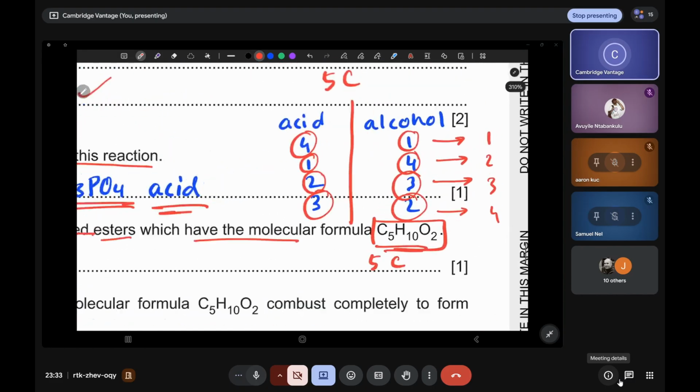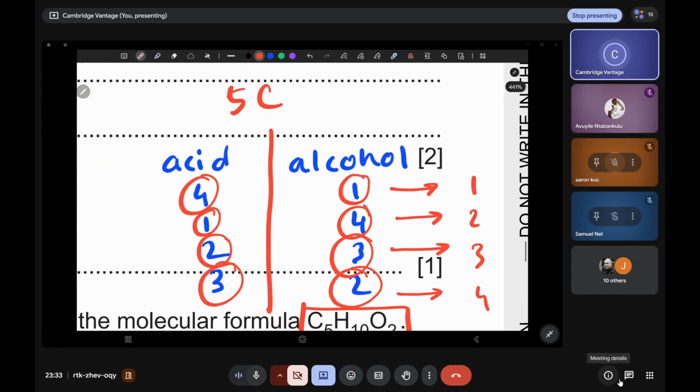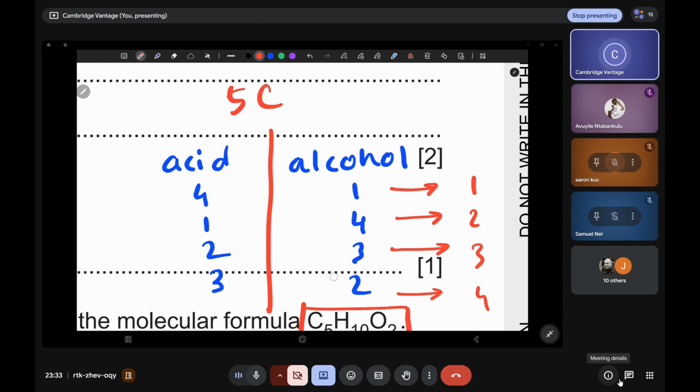So for that we are going to use this table. And what is this table? It's just how the number of carbons is distributed among the acid portion and the alcohol portion. What we start off with, we know that 5 and 0 is not an option. Definitely get that out of the way from the very beginning. So you must have 1 at the very least on each side.